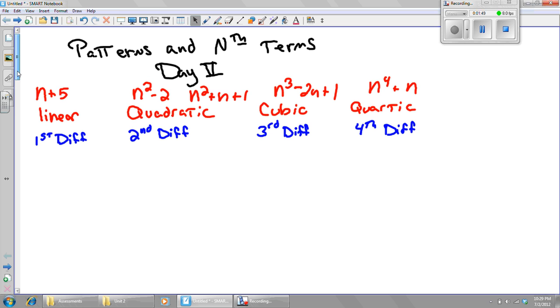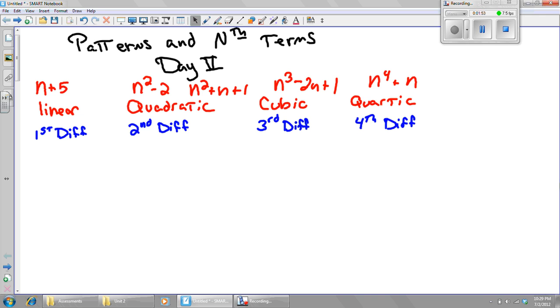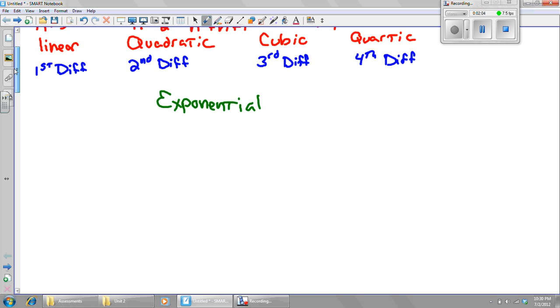But we are going to look at a different type of pattern, a pattern called exponential. Yeah, nice big word, exponential patterns. All right, and we'll find the nth term with them.